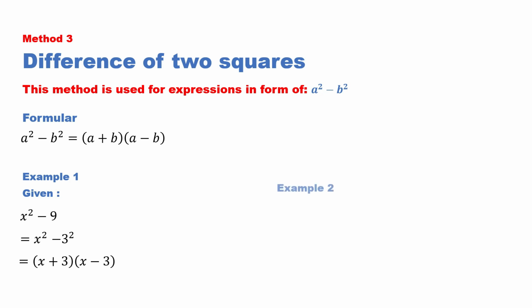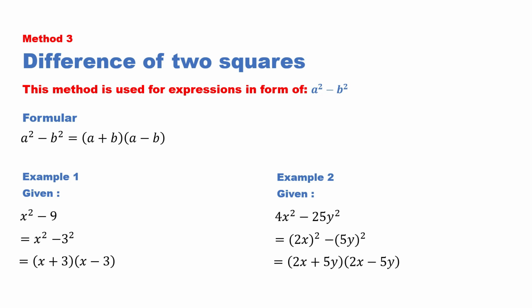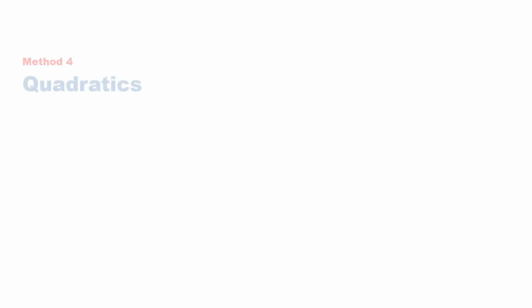For example 2, we are given 4x squared minus 25y squared. So, again, we need to put our expression in the required form first. And we can see that 4x squared can be written as 2x in brackets squared. Also, 25y squared can be expressed as 5y in brackets squared. Hence, we can now easily factorize by using two brackets, one with 2x plus 5y and the other with 2x minus 5y.